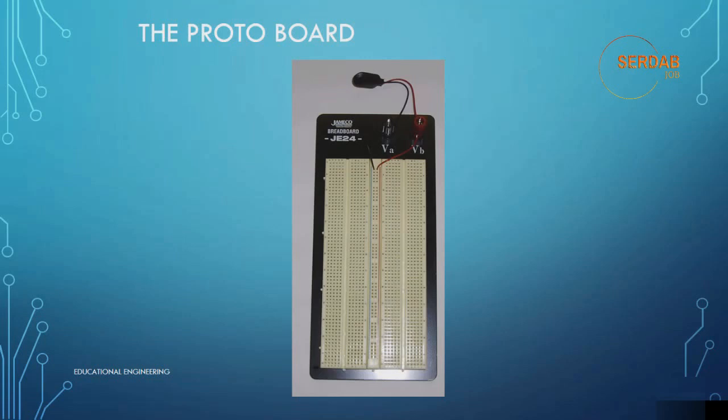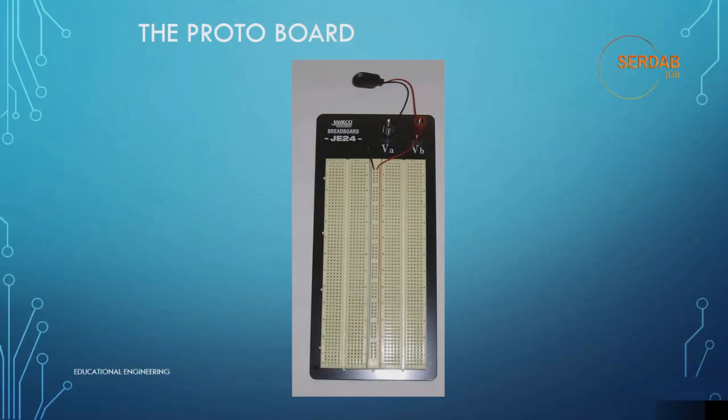There are 4 banks of horizontal rows. As you can see here, this is one bank, second bank, third and fourth bank. They are connected together. The horizontal rows are where the components will be interconnected, and the vertical center row will be connected to the circuit power to provide the other circuit elements with power.